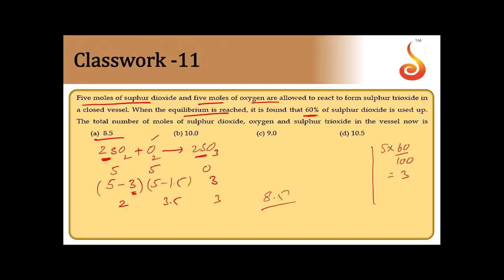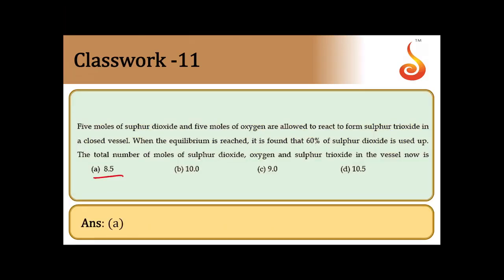So the important point here is that 60% of SO2 is reacting. We have taken initially 5 moles, 60% is equal to 3, so 3 moles of SO2 are reacting. When 3 moles of SO2 react, only 1.5 moles of O2 can react from the stoichiometry of the reaction. So 5 minus 1.5, 3.5 remains here, 2 remains here, 3 forms here. Total number of moles is 8.5. So the answer is option A, that is 8.5.